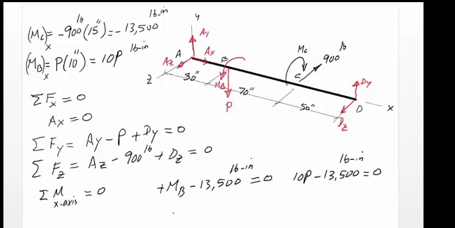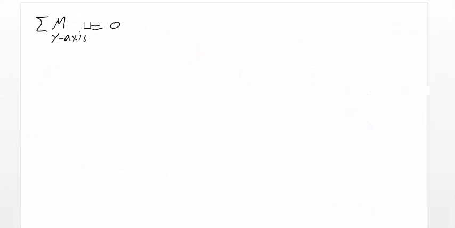And we can calculate the value of P to be equal to 13,500 pound-inch divided by 10 inches equal to 1,350 pounds. Next, we need to write the summation of the moment about the y-axis to be equal to 0. Looking at the free body diagram, none of the forces at A have any moment about the y-axis. MB is a moment about x-axis. P doesn't have any moment about y-axis.